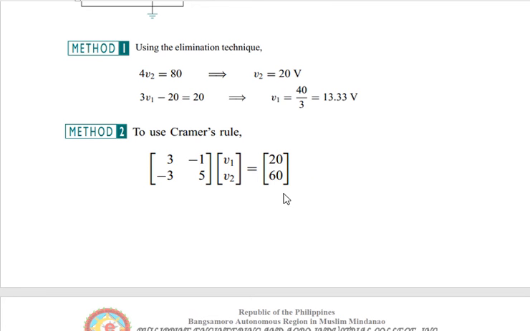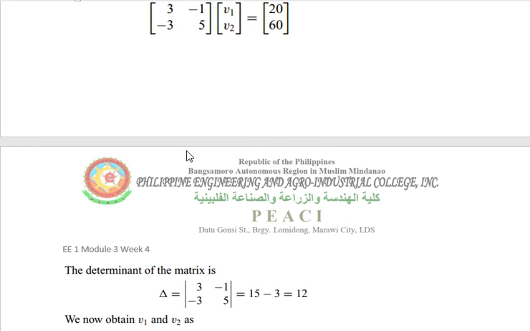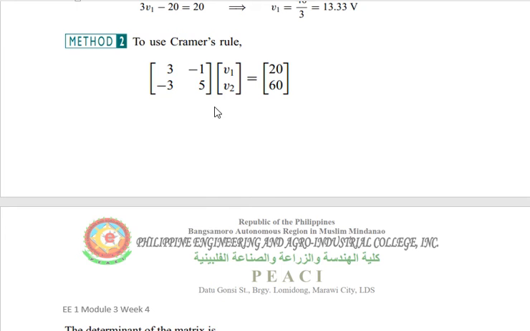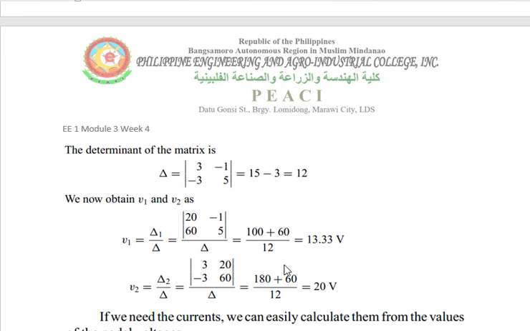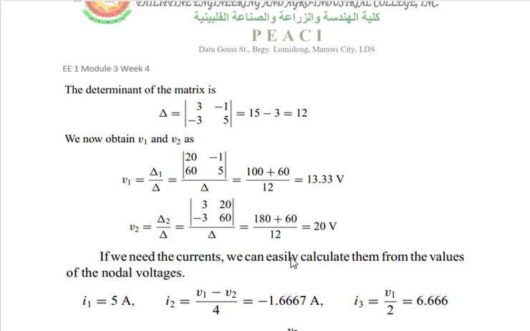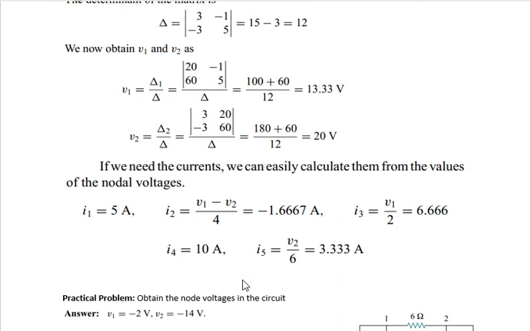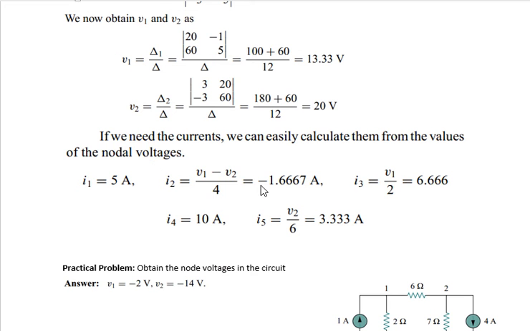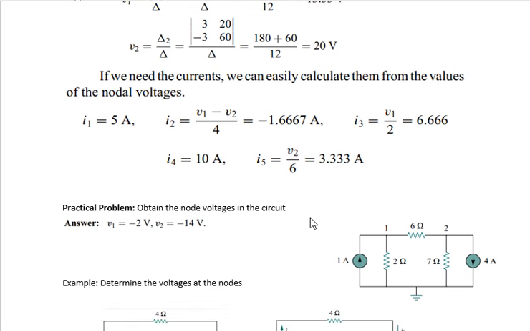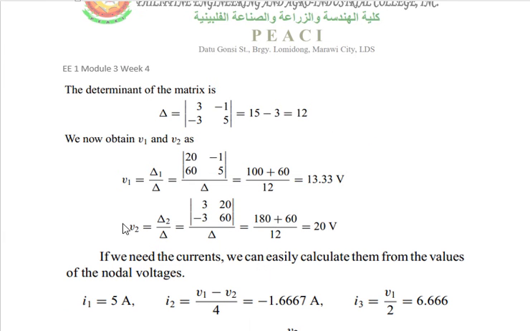Yung Cramer's rule natin is gumagamit tayo ng ating determinant. Okay? So, yun. And then, yun nga, makukuha mo na yun siya here. Okay? So, in this case, nakuha na natin yung value ng I1 and I2 and I3 natin. Okay? So, yun. Kasi nga, nakuha natin yung value ng node voltage natin, yung V1 at saka V2.